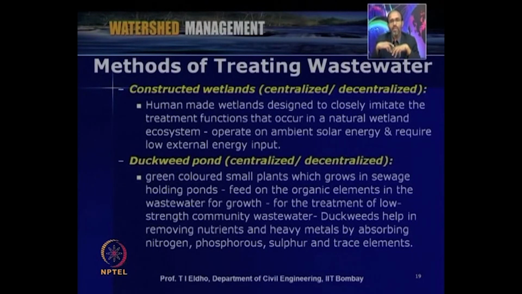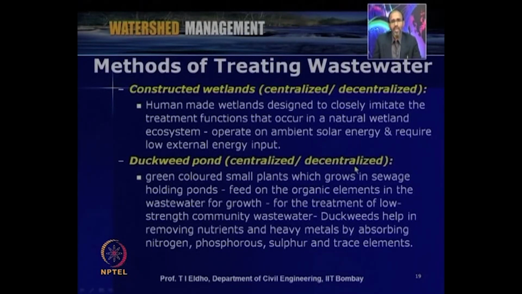So, there will be some specific types of plants in the system that absorb many of the contaminants within the wastewater, and the wastewater will be detained for some time, and that will be going through natural processes. And this will be operating on ambient solar energy and require low external energy input. So, that way the wastewater will be passing through the system for some time, and then we will be getting somewhat treated water.